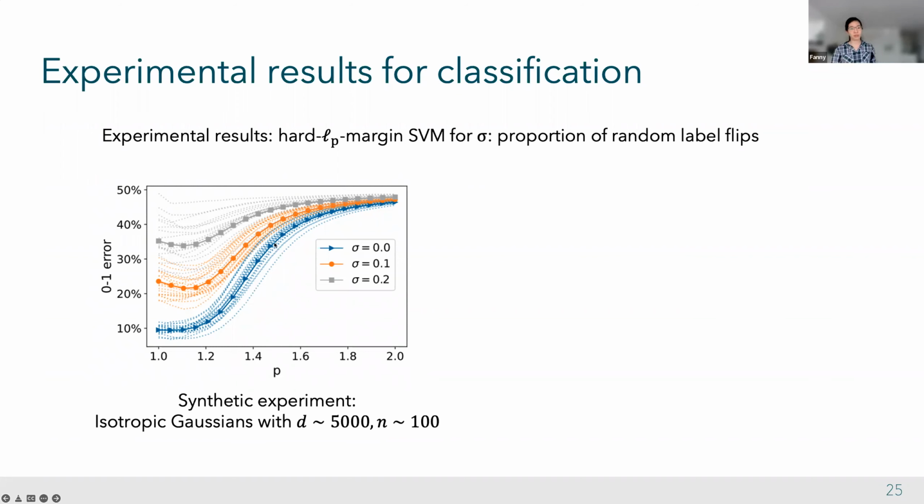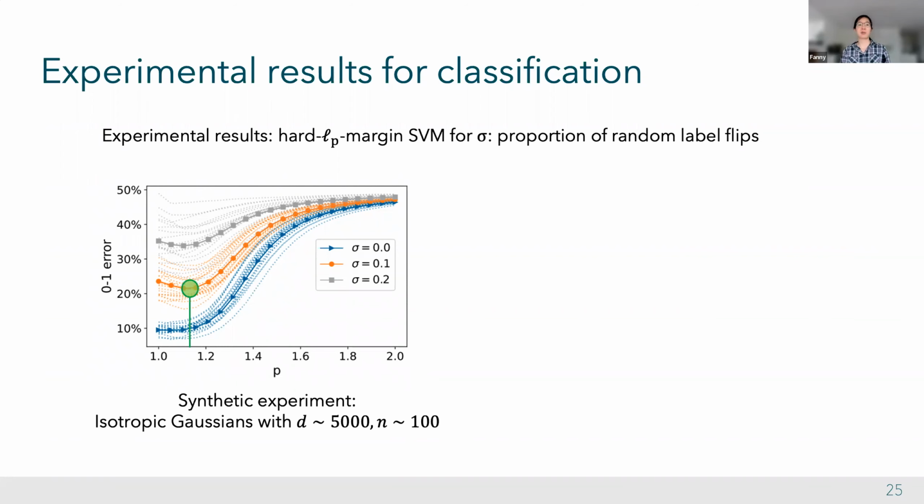So you saw before, the blue line is the noiseless case when we don't have any label flips. And when we add 10%, so sigma equals 0.1 is equal to adding 10% label noise, you see that the best inductive bias shifts towards 2.